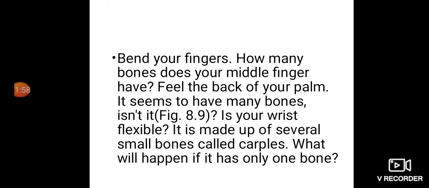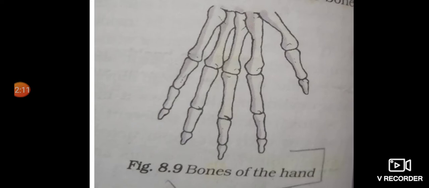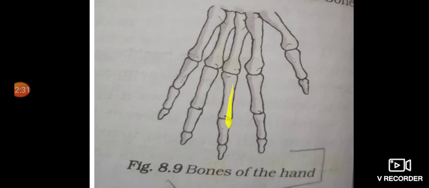And feel the back of your palm. It seems to have many bones. Many small bones, isn't it? We can see in figure 8.9. What are these? These are the bones of the fingers. And this is the middle finger.